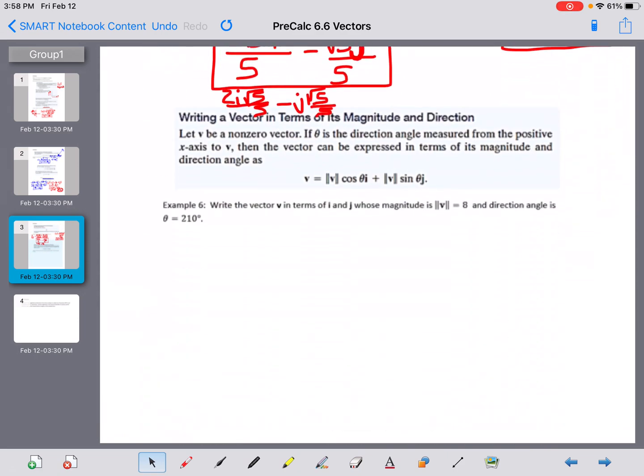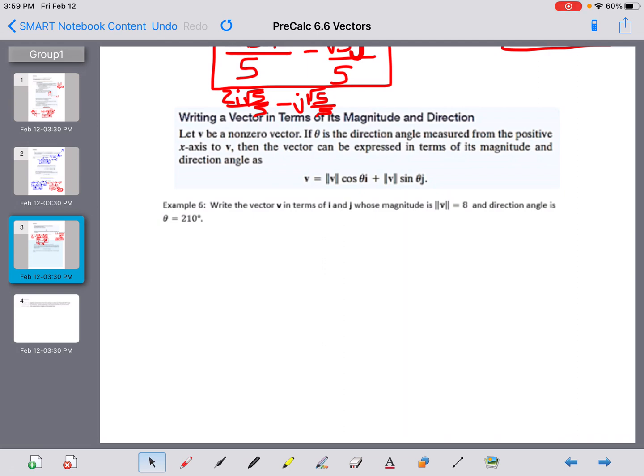Writing a vector in terms of its magnitude and direction. As you look at this formula, and again, this is given to you on your formula sheet, to write the vector, we do the magnitude times the cosine theta I plus the magnitude times the sine of theta j, which goes back to what we did on polar coordinates where x gets the cosine theta and y gets the sine theta. Instead of the r that we used to multiply by, we're multiplying by the magnitude, but the same idea.